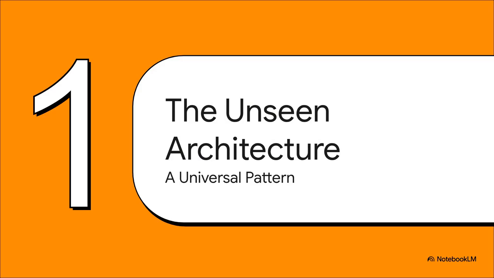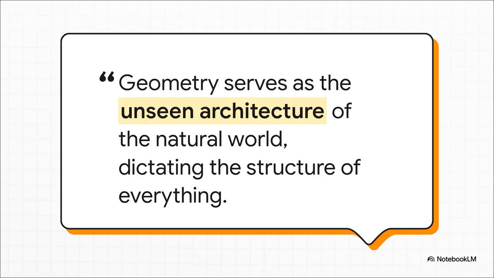So, let's start with the big idea. We're looking at what some call the unseen architecture of our world. It's this idea that there's a universal pattern, a kind of design language that connects the living with the non-living. This quote just nails it. It suggests that underneath all the chaos and complexity we see, there's this elegant mathematical order. It's like an invisible blueprint that everything, and I mean everything, is built upon.